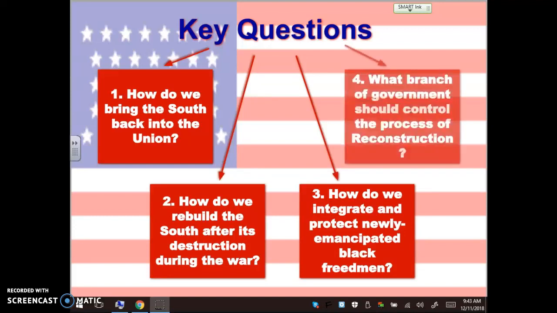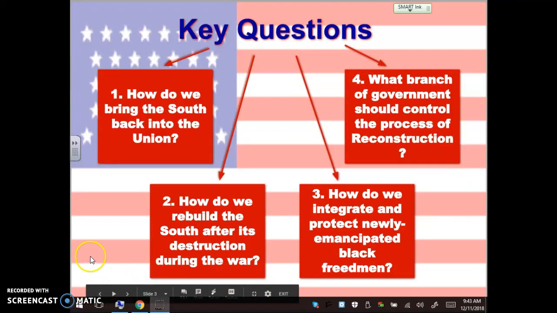And lastly, what branch of government should control the process of Reconstruction? Because there's nowhere in the Constitution that really develops this or talks about this, because it was never planned for. So who are we going to give those powers to? Is it going to be the executive branch? Is it going to be the judicial branch? Or is it going to be the legislative branch?